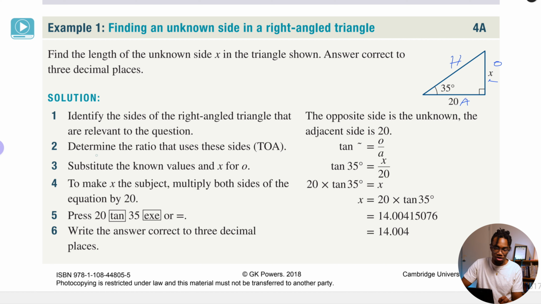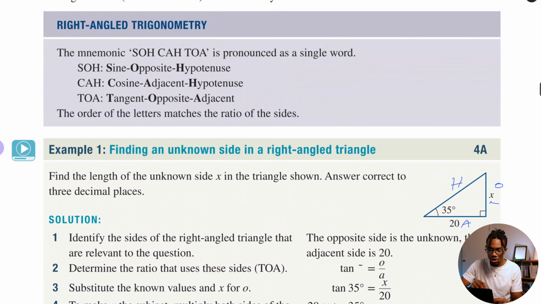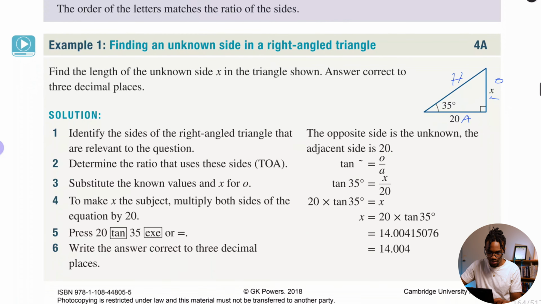Number 2, determine the ratio that uses sides TOA. What is TOA? We come up here, have a look at this. Okay, tangent, opposite, adjacent. And we can remember it with this mnemonic. Interesting. What's next?